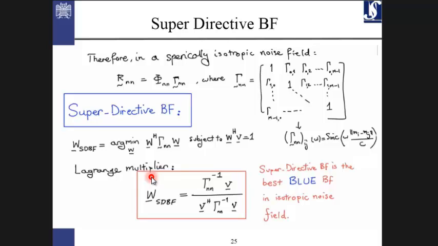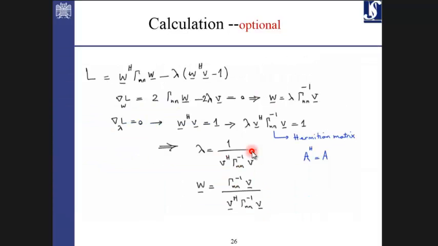And you can simply apply and get the gain. So SuperDirective beamformer is actually the best BLUE beamformer in an isotropic noise field. And that was only because we have an isotropic noise field. The only thing that helped us actually to get to that.